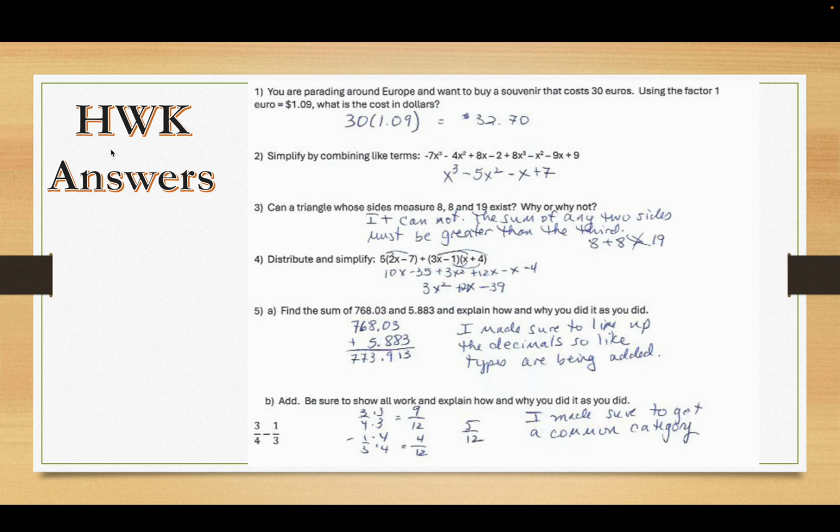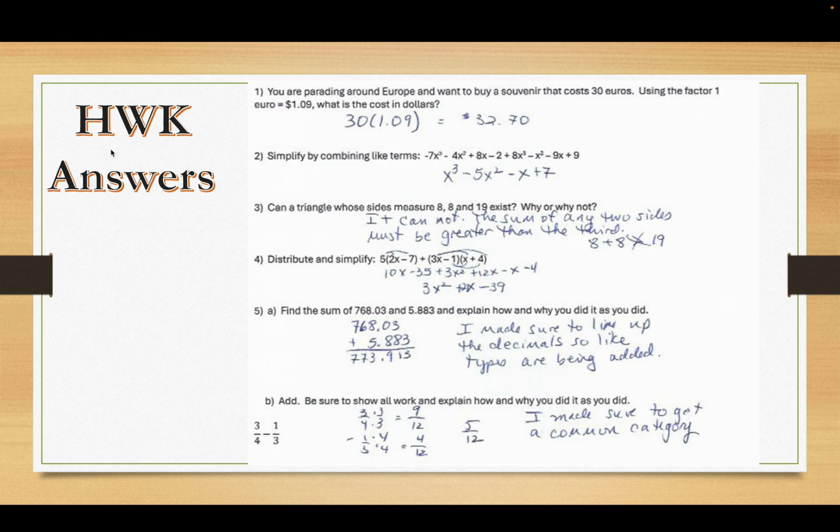Number 5, find the sum of the two decimals and explain how and why you did it. Again, I want to emphasize that on graded work in this course, I am not going to give you decimals to add. Now we're a little bit above that, but I am going to ask you why you're doing certain things. What is the strategy? Why did that technique develop? I made sure to line up the decimals so like types or terms, hundredths with hundredths, tens with tens, thousandths with thousandths were being added.